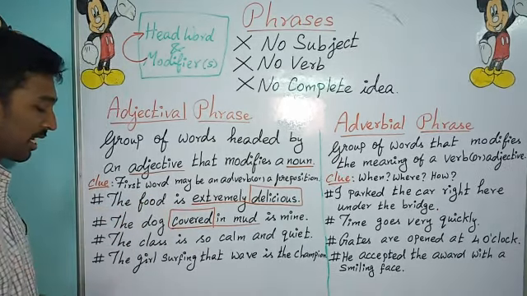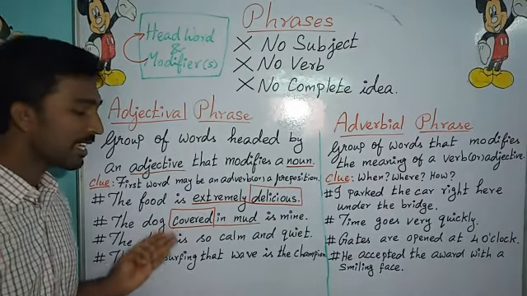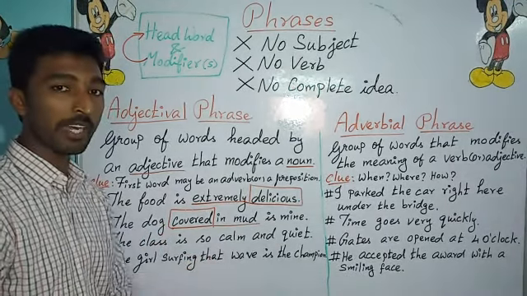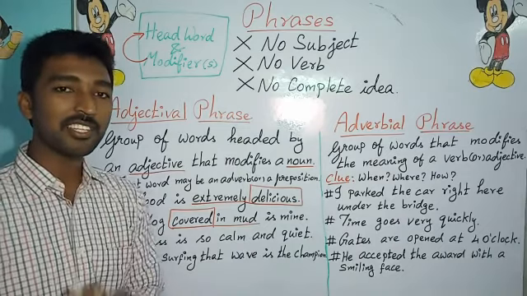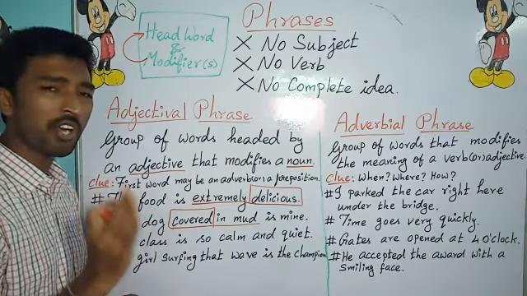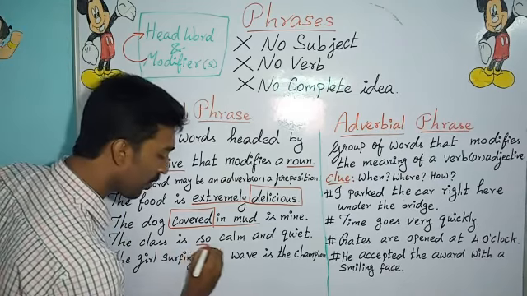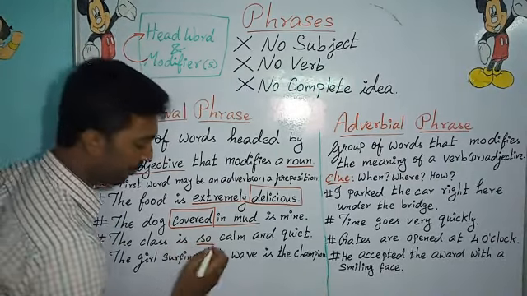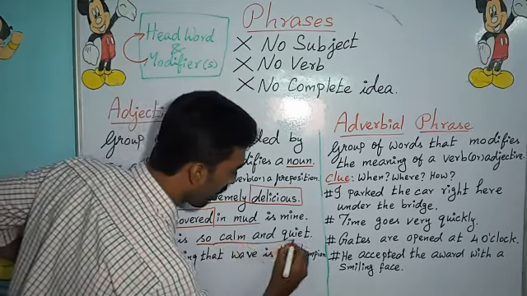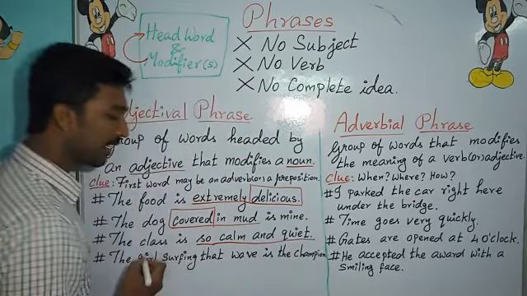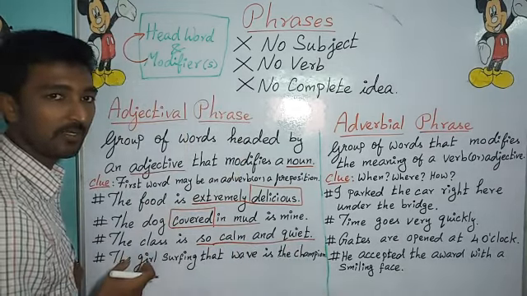Let's move to the next sentence. The class is so calm and quiet. Just like our class, the class is so calm and quiet. We have the clue here. So is the adverb. So calm and quiet is the adjectival phrase.